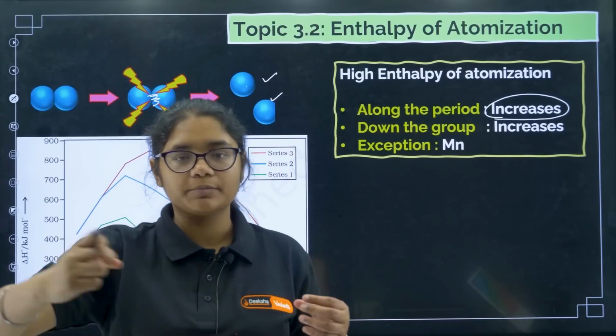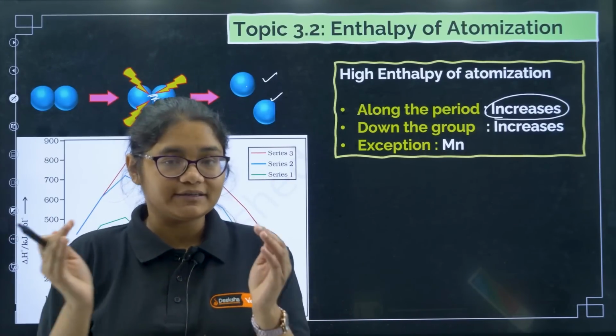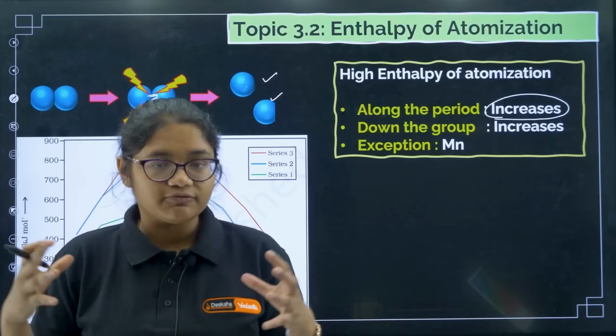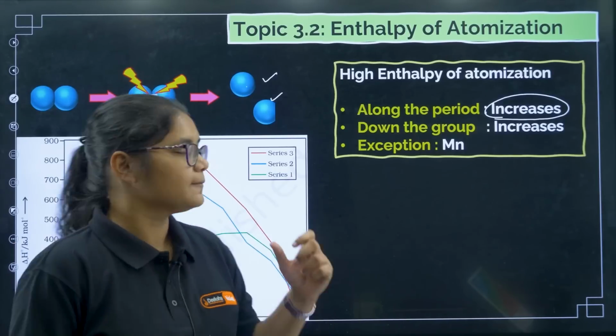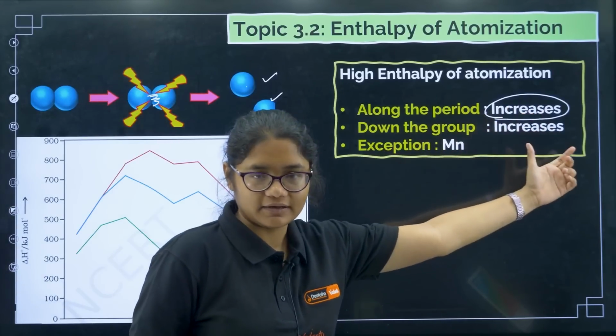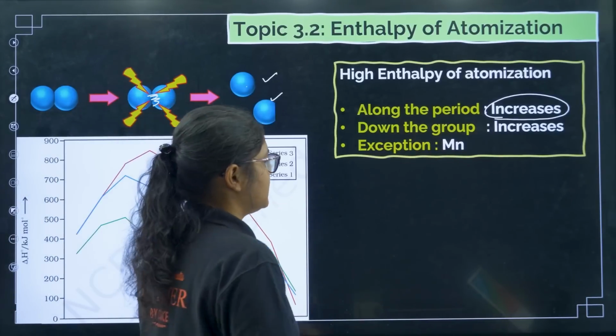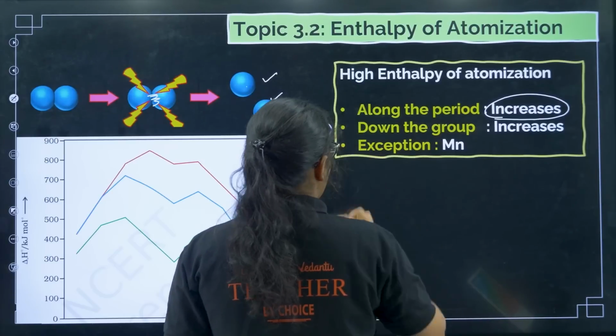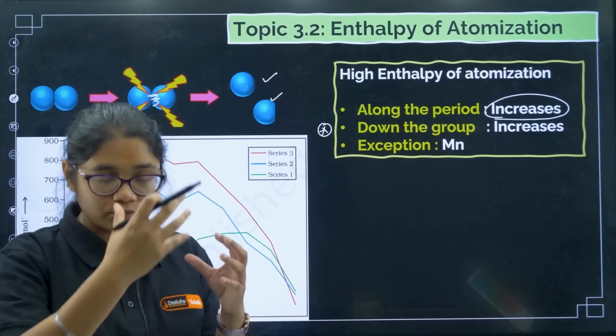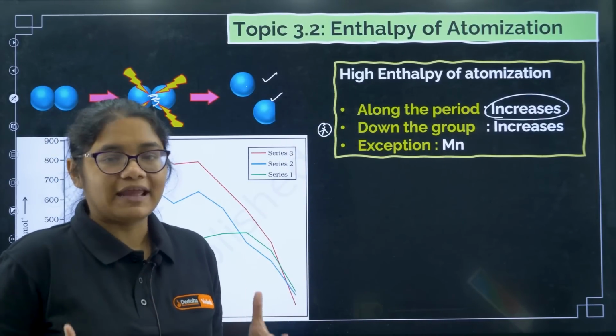Very basic. Along the period what happens? Along the period size decreases, the nuclear force increases, so definitely the enthalpy of atomization will increase, and down the group it also increases. So here it is very important, down the group what happens? As we move down the group, the metals become heavier, right?